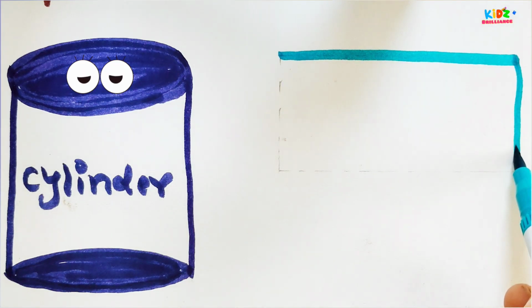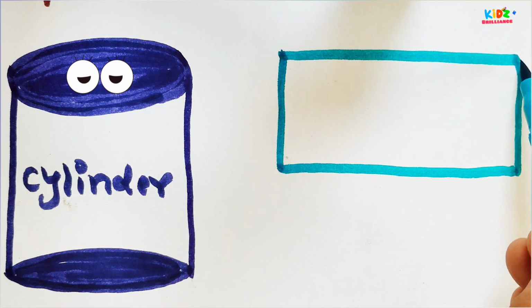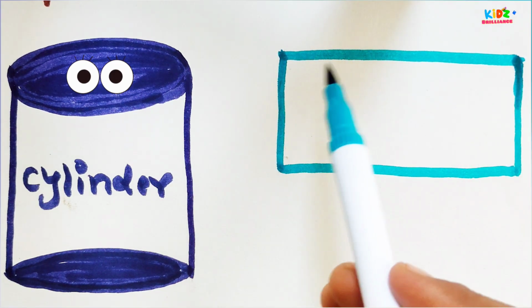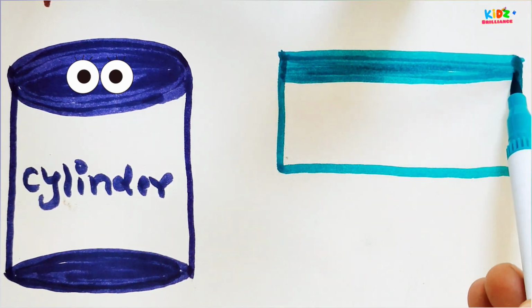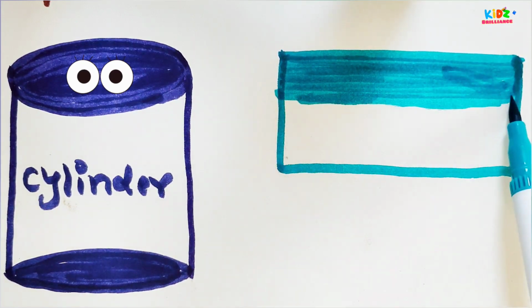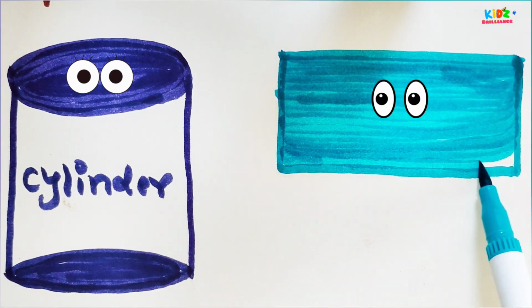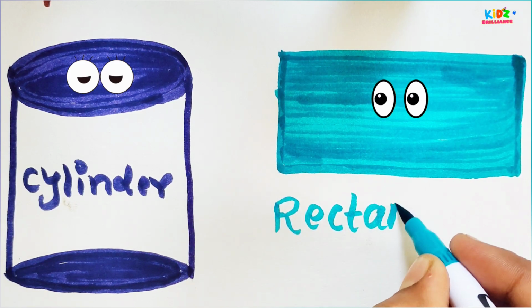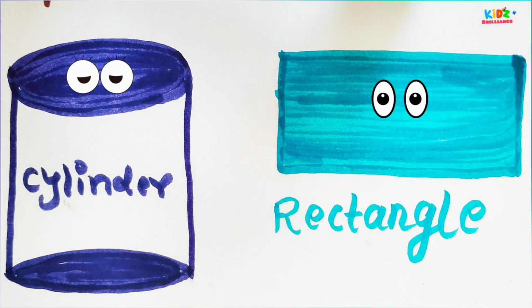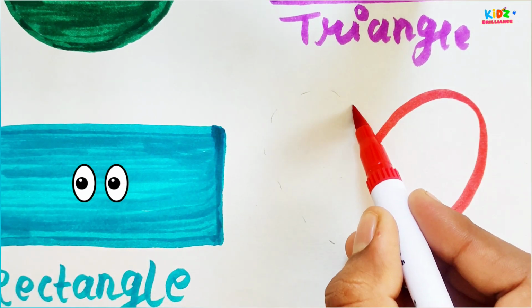Our next shape is rectangle. So let's fill the color in rectangle. Rectangle also has 4 sides, but opposite sides are parallel. The spelling of rectangle is R-E-C-T-A-N-G-L-E, rectangle.